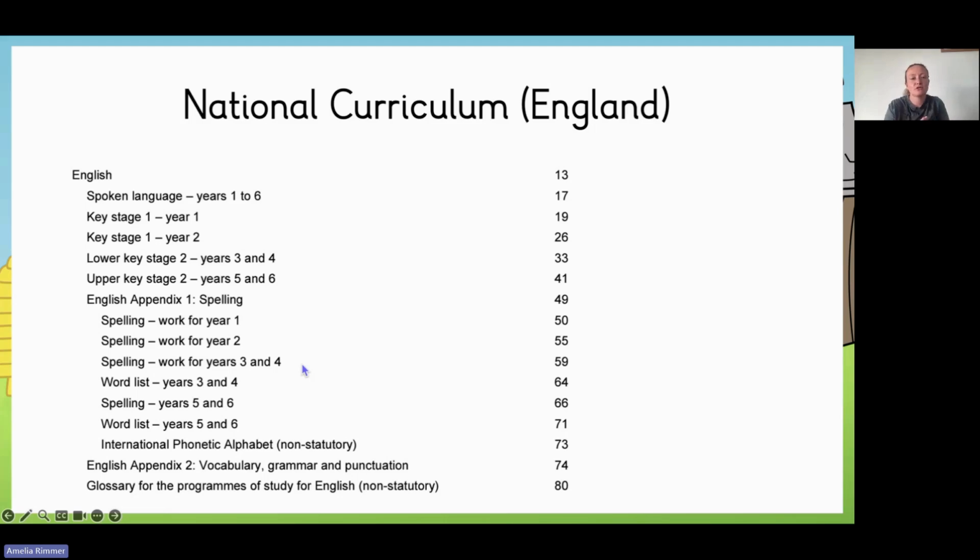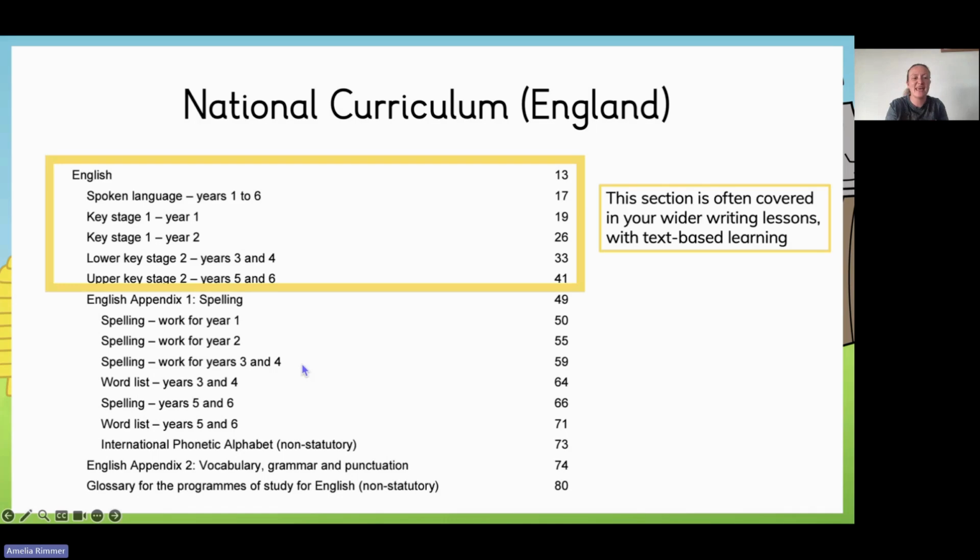I think it's really good to go back to what the curriculum looks like when we're looking at things like this. So you'll see here, we've got the bit at the top, that's all the English. You can see Key Stage 1 Year 1 is separate, and Key Stage 1 Year 2 separate. And then Lower Key Stage 2 is grouped together, and so is Upper Key Stage 2. That's what you do in your wider writing lessons, usually with text-based learning and things like that.